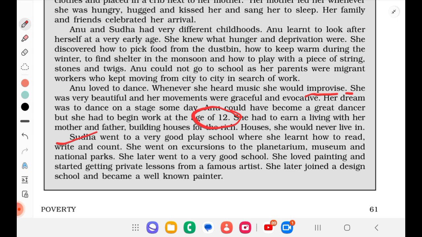Sudha went to a very good playing school where she learned how to read, write, and count. She went on excursions to the planetarium, museum, and national parks. She later went to a very good school. She loved painting and started getting private lessons from a famous artist. She later joined a design school and became a well-known painter.